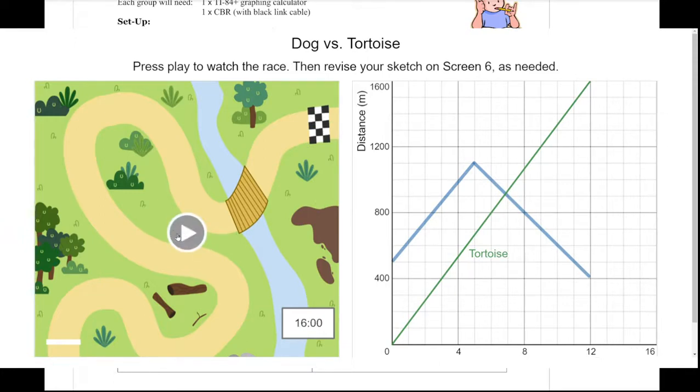I'll play it again, and again, the dog will pop up. Watch over here around this first bend. So there the dog appears. The dog starts further ahead, gets to a point, and then starts moving in reverse, or getting closer and closer to our starting line.